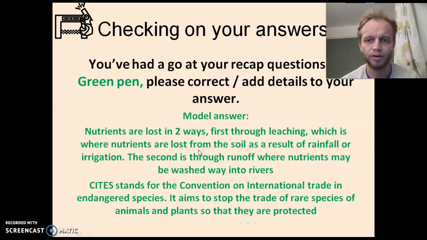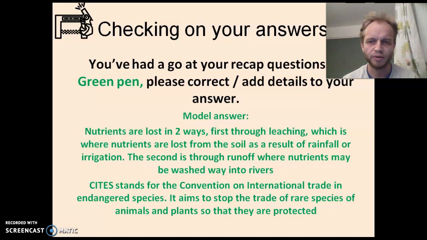Okay, so hopefully by now you've written your answers. I just want you to check through your answers to make sure you're happy with them. As a model answer, I've said nutrients are lost in 2 ways. Firstly, through leaching, which is where nutrients are lost from the soil as a result of rainfall or irrigation. So that water is running through the soils, draining out the nutrients, and it can be lost from that particular biome or that particular area. The second is through runoff, so water running along the top of the soils and can take away the leaf litter and the nutrients from those, so they can be washed away into rivers. So 2 main ways. We've got leaching and runoff.